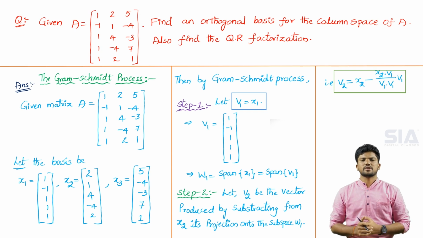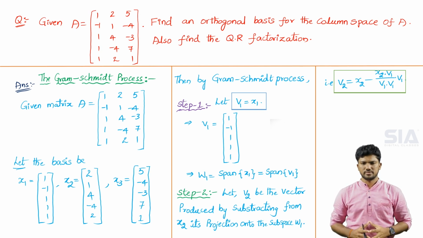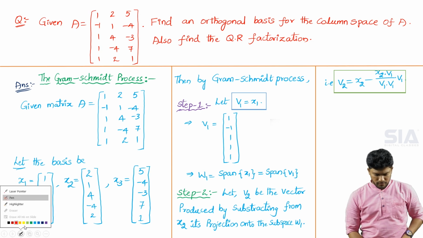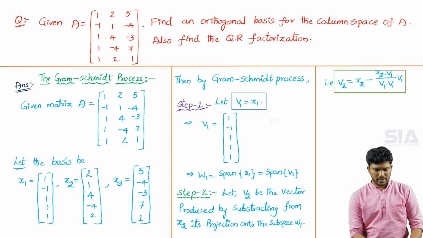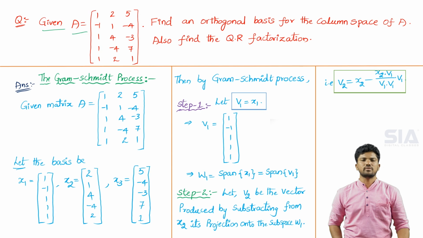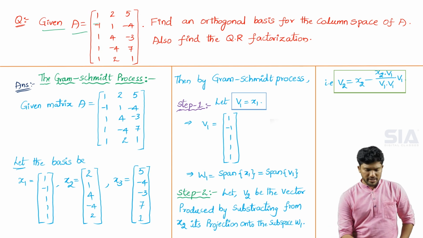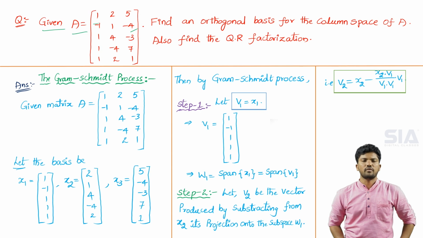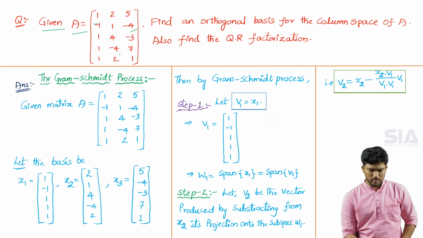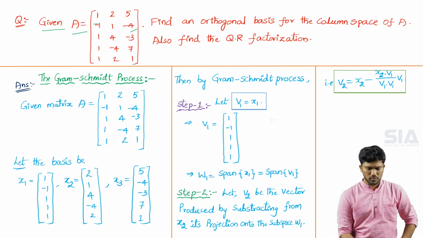So now in this lecture, we are going to discuss the problem based on the QR Factorization Theorem. First of all, observe the question. Given capital A is equal to 1, 2, 5, minus 1, 1, minus 4, 1, 4, minus 3, 1, minus 4, 7, 1, 2, 1.